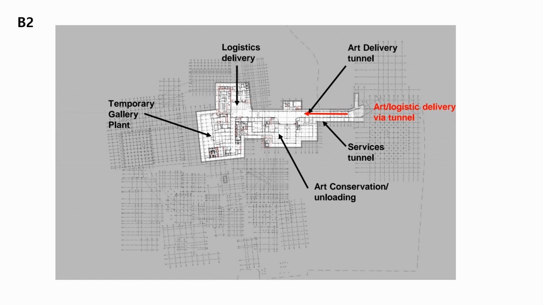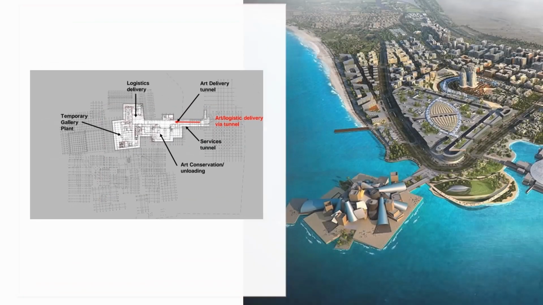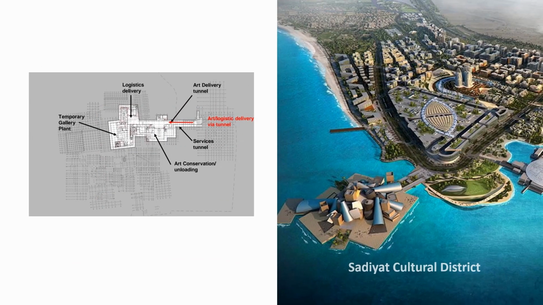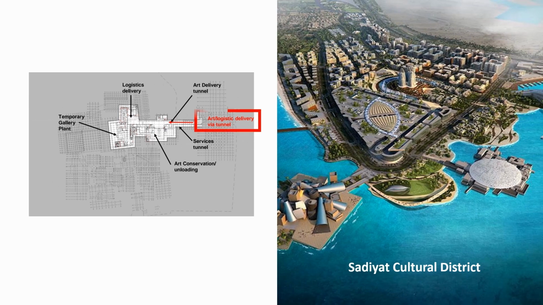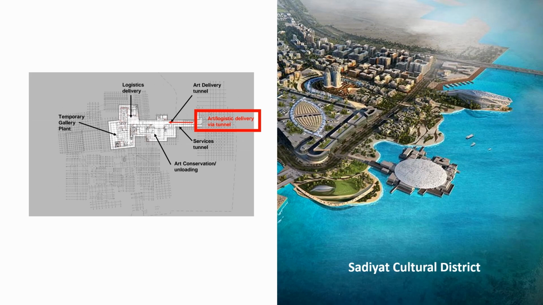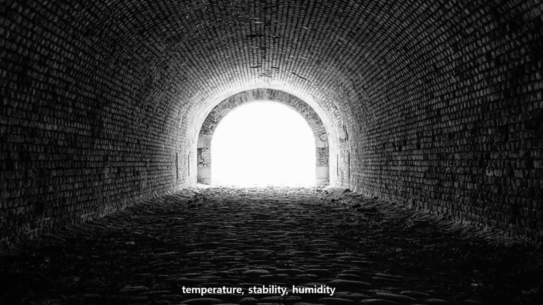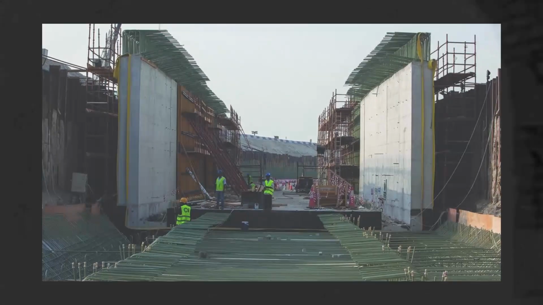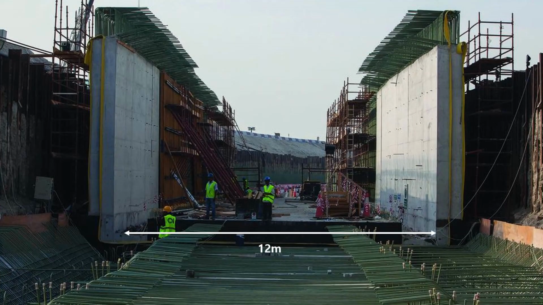All items are transported through this tunnel. Abu Dhabi also paid special attention to the transportation of artworks, as it aims to establish the Saadiyat Cultural District. Thus, a logistics transportation tunnel was created that considered temperature, stability, humidity, and so on. The tunnel is 12 meters wide, 6 meters deep, and 1.2 kilometers long, and is still used stably today.